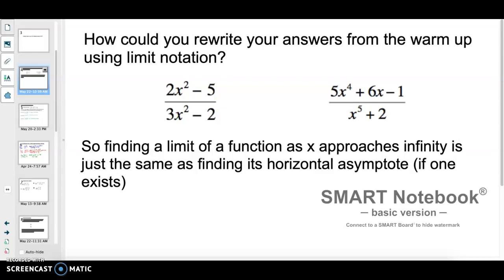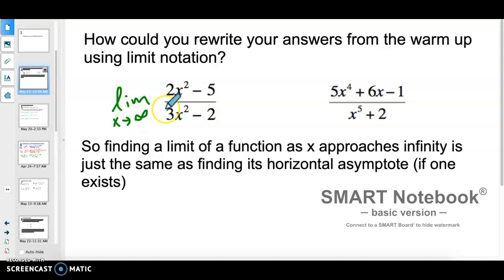In the warm-up, you were asked to find the horizontal asymptotes of functions that looked like this. So I took two of the functions from your warm-up, and they want us to rewrite them in limit notation. So what that means is, can we rewrite this with the limit in the front? So we've got the limit of this function, and today is all about the limit as x goes to infinity.